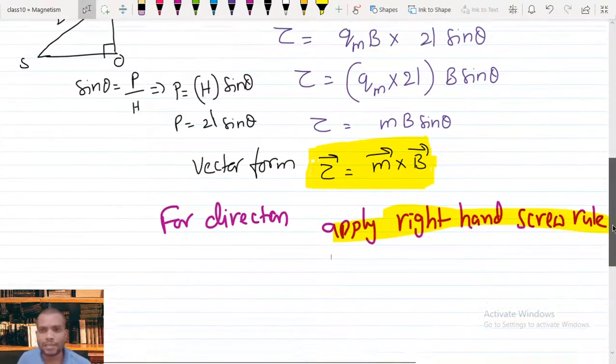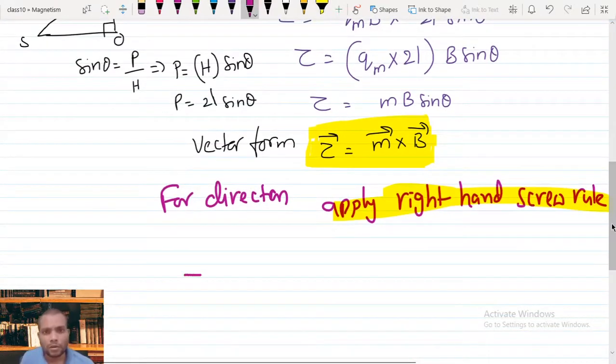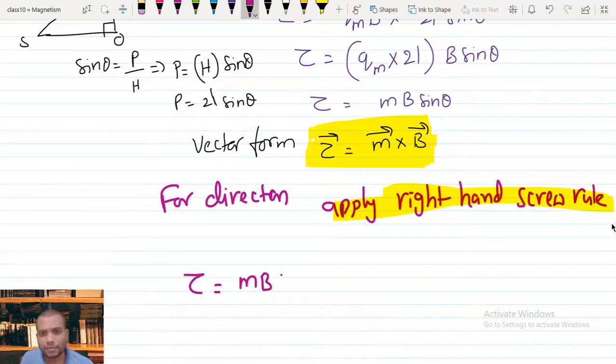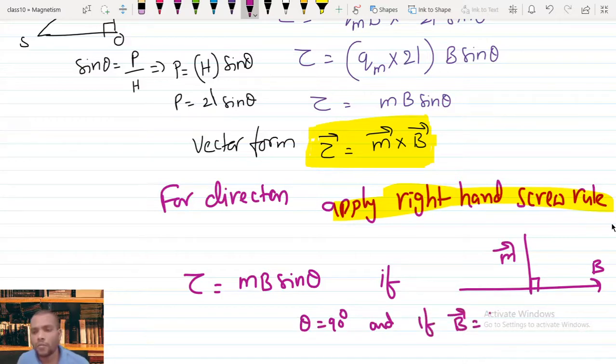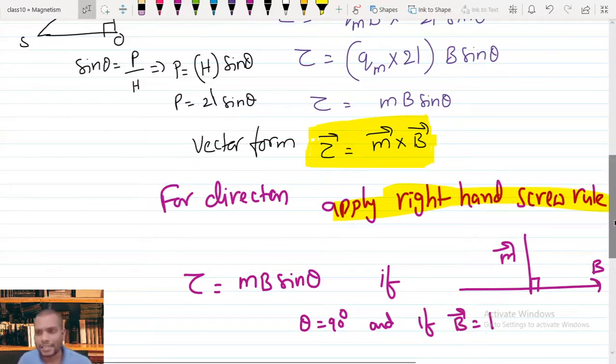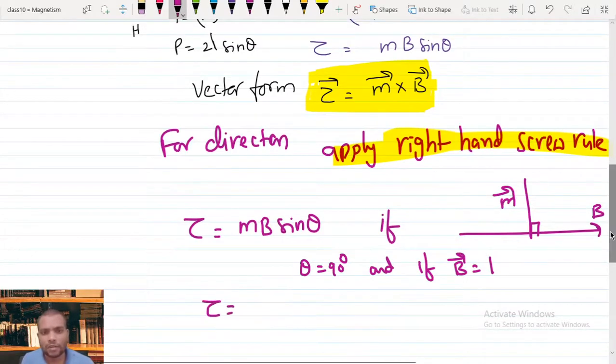Suppose in the above formula, tau equals MB sin theta, the bar magnet is exactly perpendicular to the magnetic field. If B bar is perpendicular, it means the magnetic moment is perpendicular to B bar. Now theta equals 90 degrees, and if B bar equals 1, meaning unit, then I get tau equal to M itself.